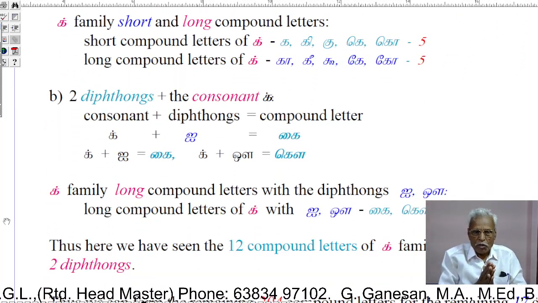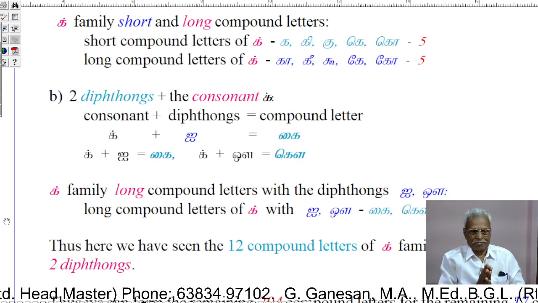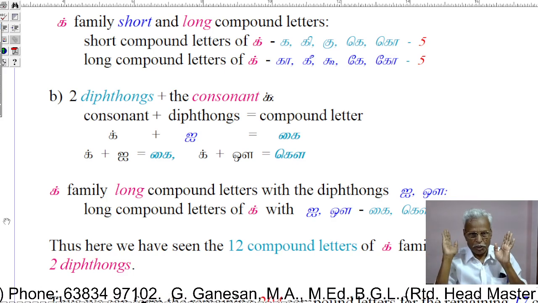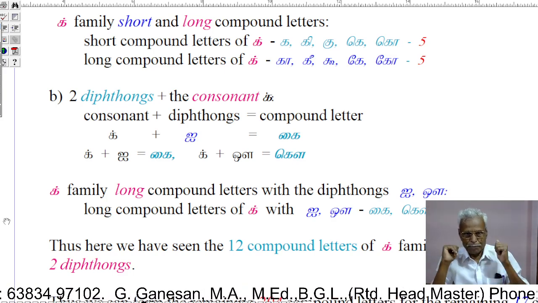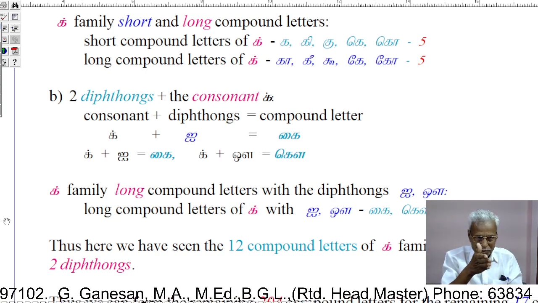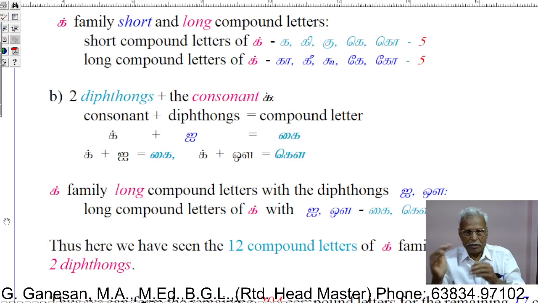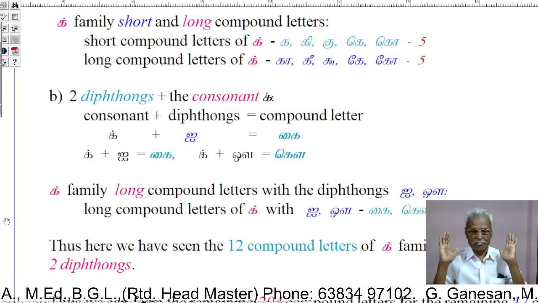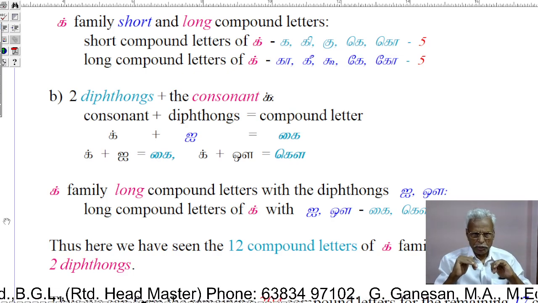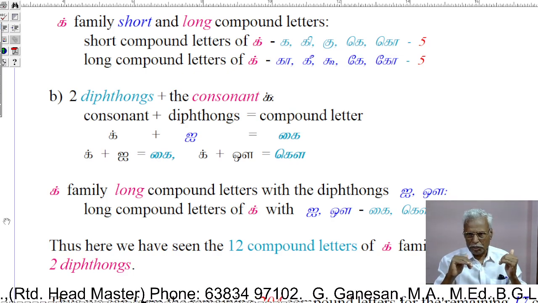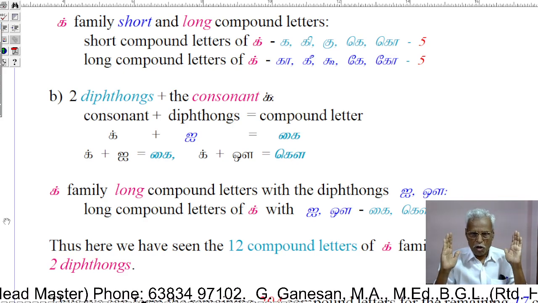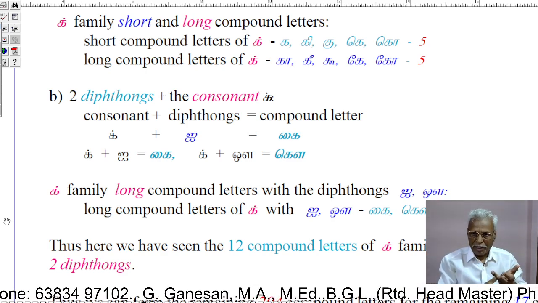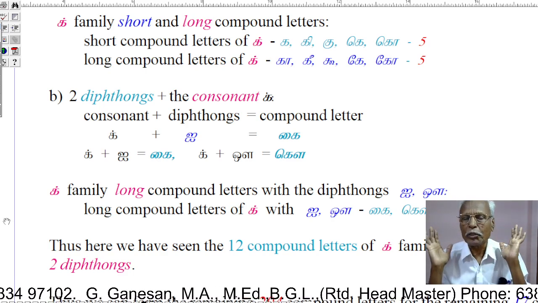Then the 2 diphthongs plus the consonant ik. Consonant plus diphthong is equal to a compound letter. Ik plus ai is equal to kai. Ik plus au is equal to kau, cow. These are the ik family long compound letters with the diphthongs ai and au. Long compound letters of ik with ai and au are kai and kau. That is for the ik family only.